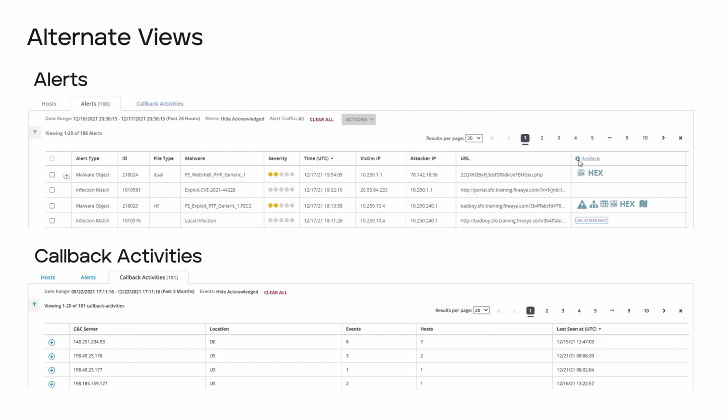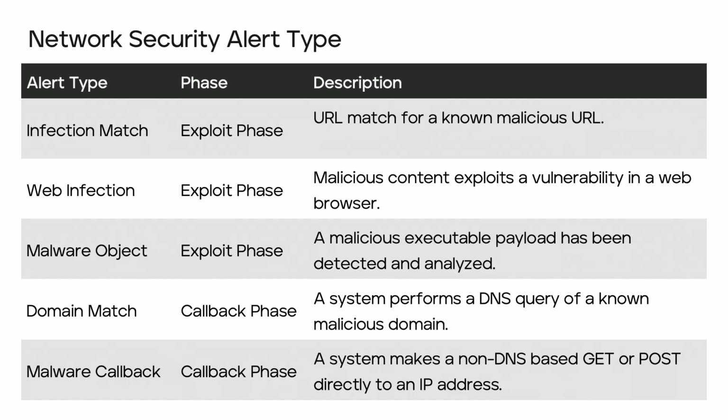So let's just take a look at the different alert types that we can get out of the NX. The most simple one is that infection match. Infection match is simply as it says. We observe the client PC making a request to a URL, and we recognize that URL as malicious. So we have observed that in the past, either from security content updates or from our own NX analysis. We've observed that URL is malicious.